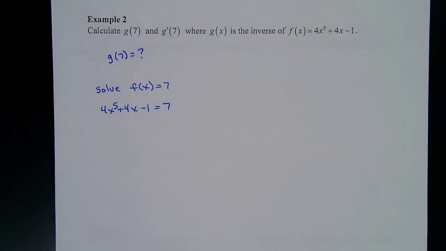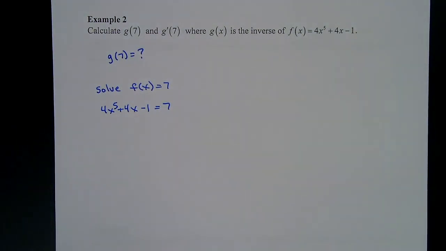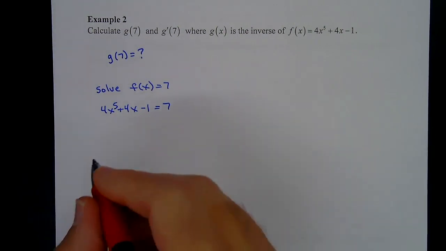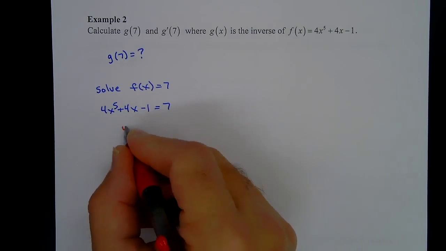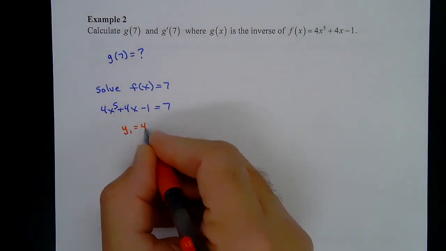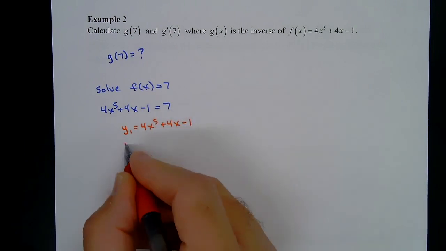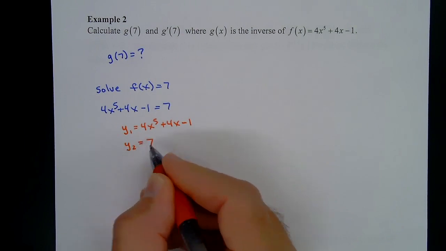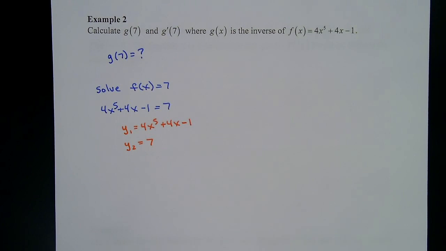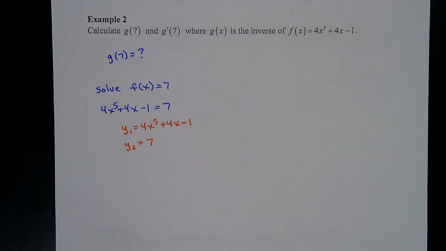Now, there's no way in heck you're ever going to be able to solve this algebraically. You can't, all right? So what we're going to do is solve this graphically with the graphing calculator. In our graphing calculator, we're going to let y sub 1 equal 4x to the 5th plus 4x minus 1, and we're going to let y sub 2 equal 7. Set those, find where they are equal, okay? So I'm going to go to my graphing calculator right now, and I'm going to solve this, and that will give me my x value. I'm going to show you this.